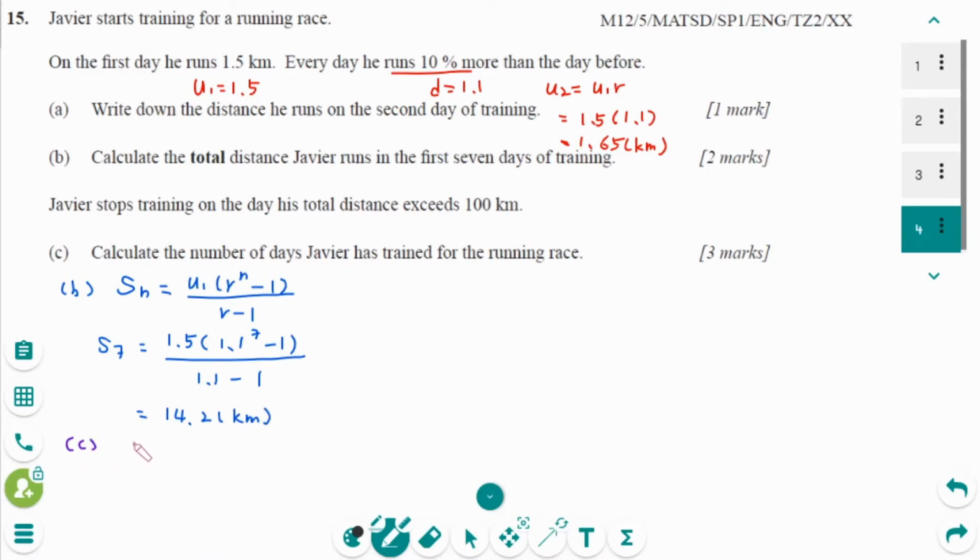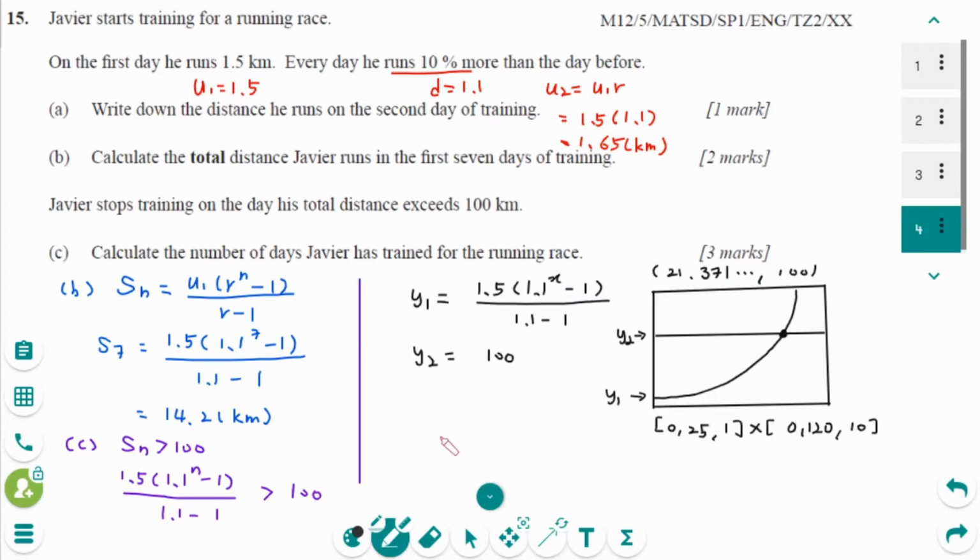Number C. Sn is greater than 100. So 1.5 times 1.1 to the power of n minus 1 over 1.1 minus 1 is greater than 100. Use your calculator. n is greater than 21.371. Therefore, n equals 22.